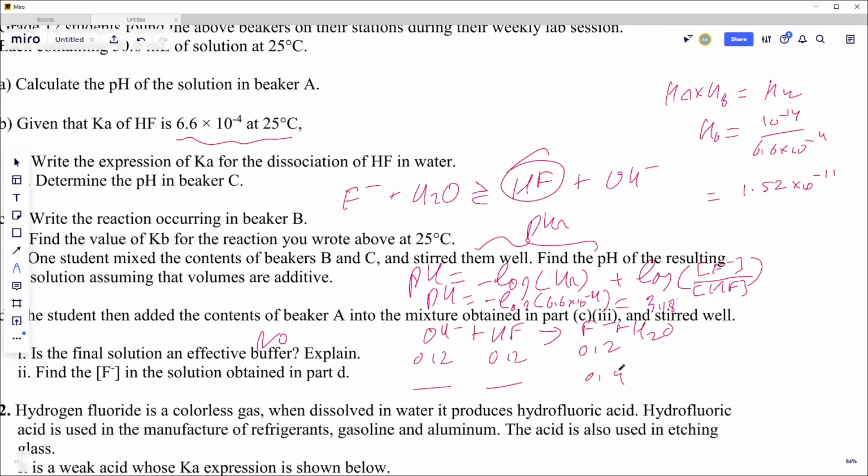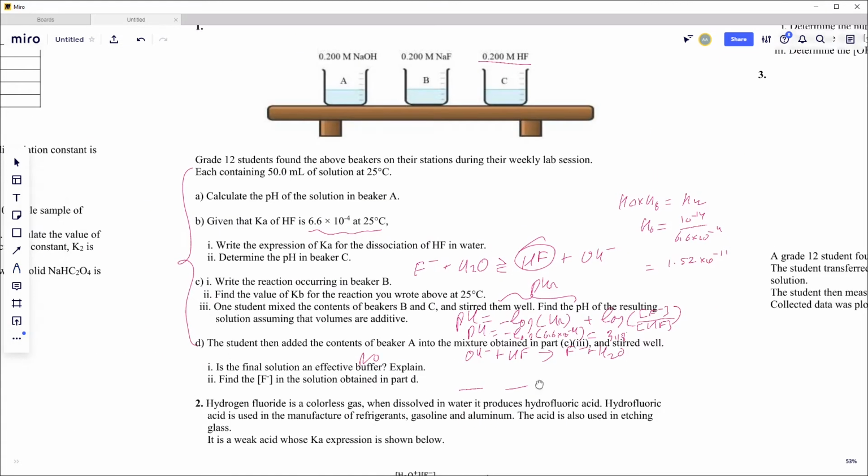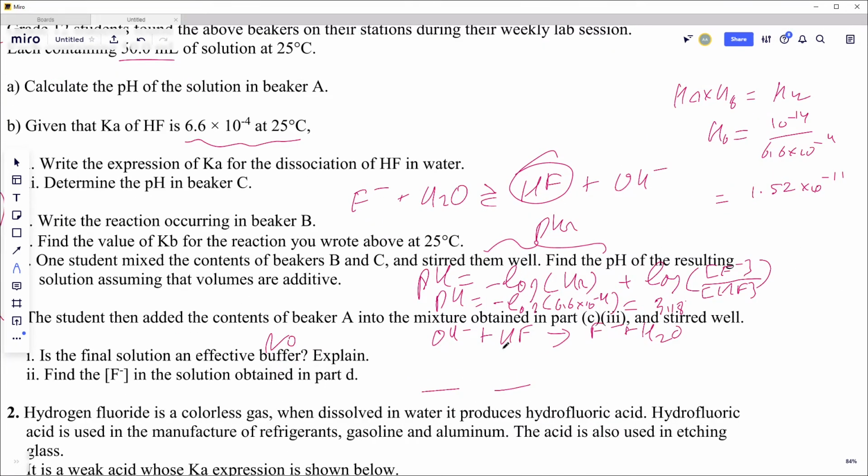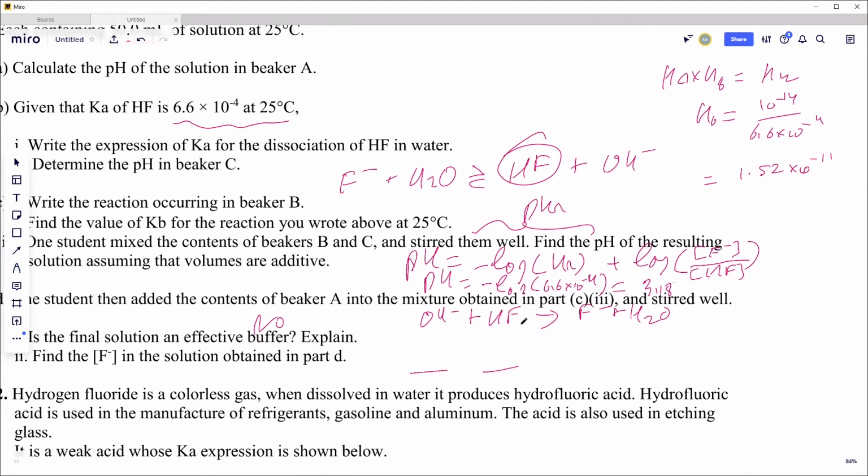Well, in this case, you work with number of moles. So let's do this, but instead with number of moles, since we're adding volumes. Don't forget that we're adding volumes. So how many moles do we have? We have the volume, 50 milliliters for all, and for all of them the concentration is 0.2, right? So 50 times 0.2 times 10 to the power of minus 3, you're going to get 0.01.